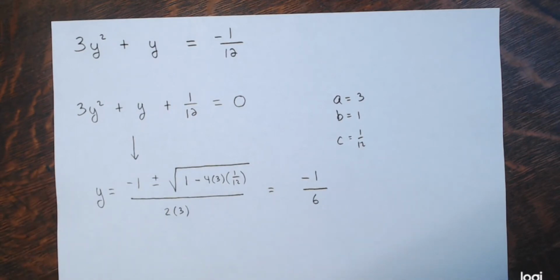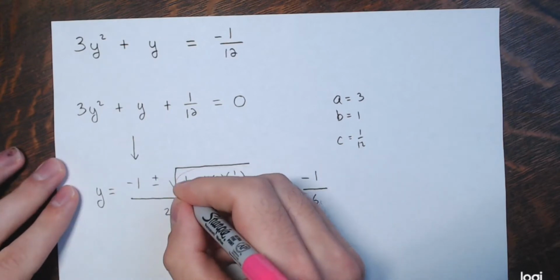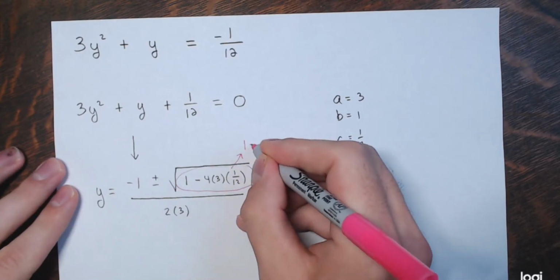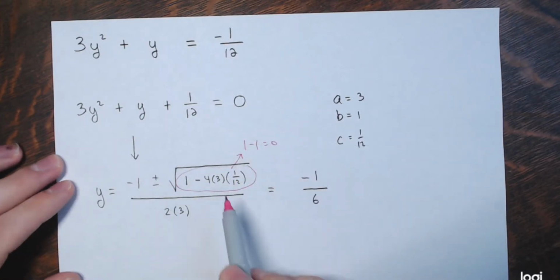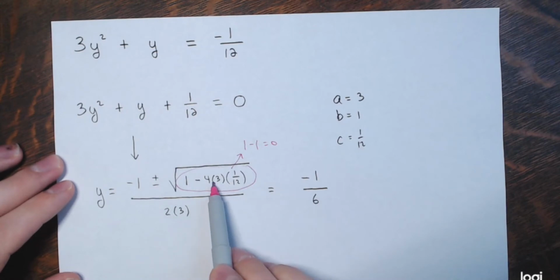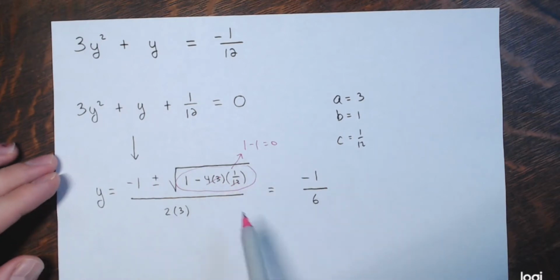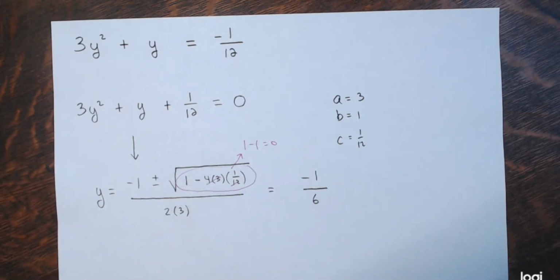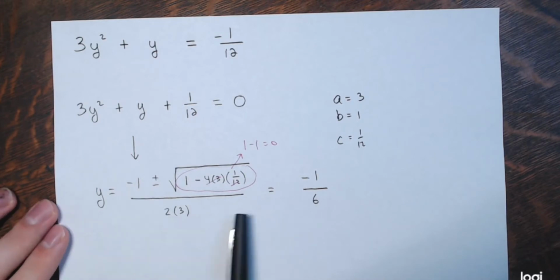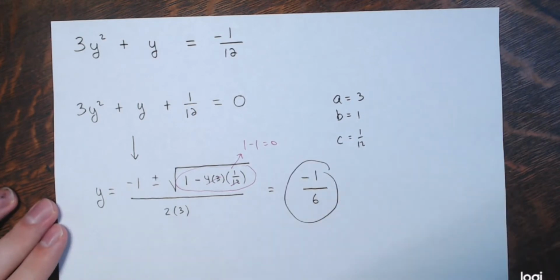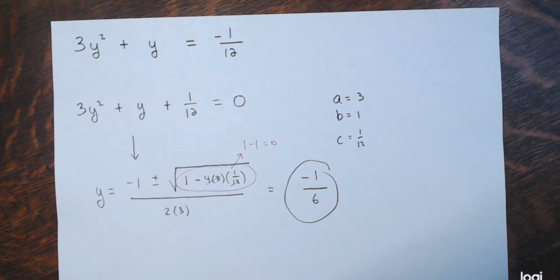Because look, this expression here is 1 minus 1, this is 0. The discriminant is 0. 4 times 3 is 12, 12 times 1/12 is just 1. You get 1 minus 1, you get 0. So that's the square root of 0, that's gone. All I'm left with then is negative b over 2a, negative 1/6. There's only one real solution to this equation.